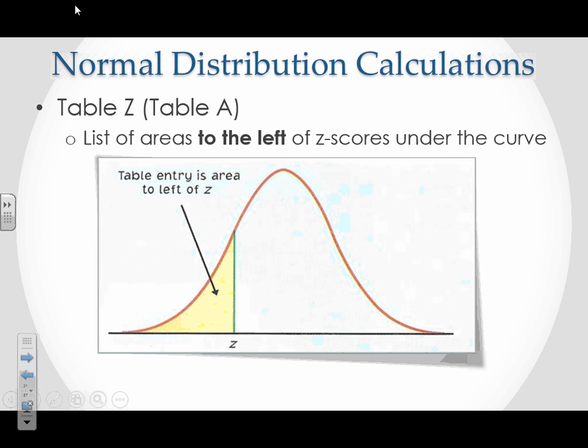So when you look at the table, we're going to have to do some manipulating with our values because the table can only tell us to the left of our specific z-score. Okay, so it's very important that you recognize on the table you're only going to get areas to the left of the specified score.